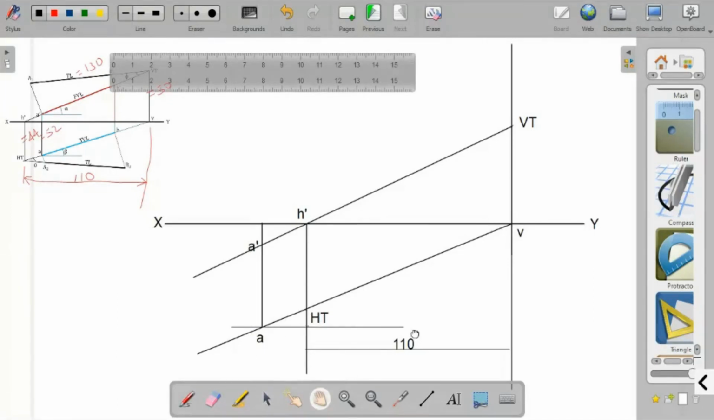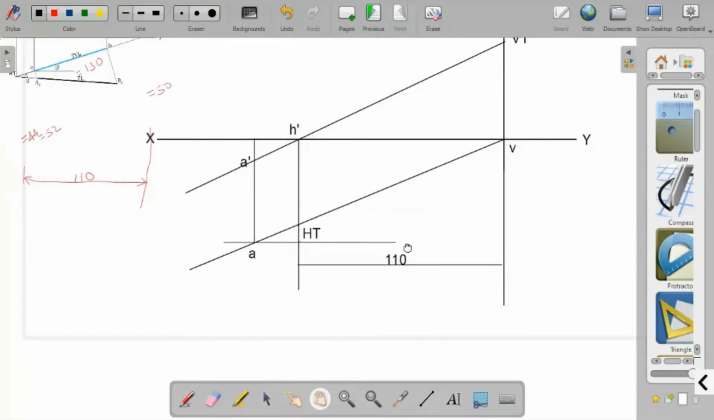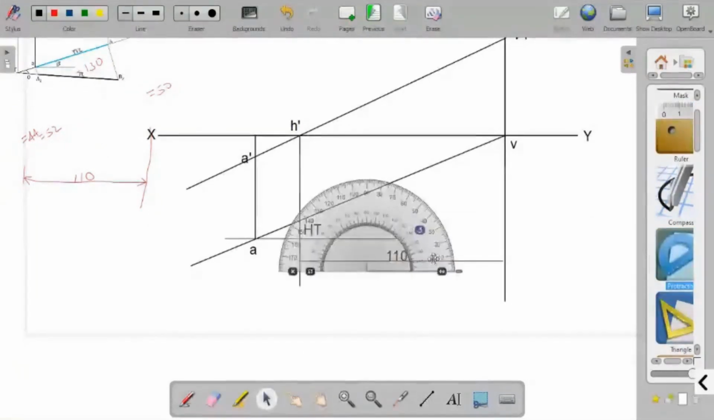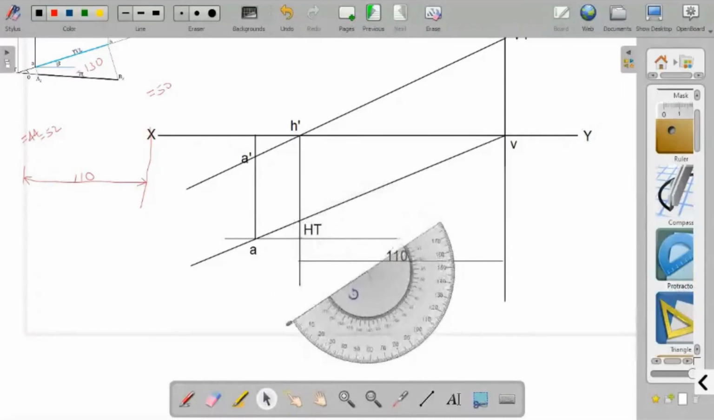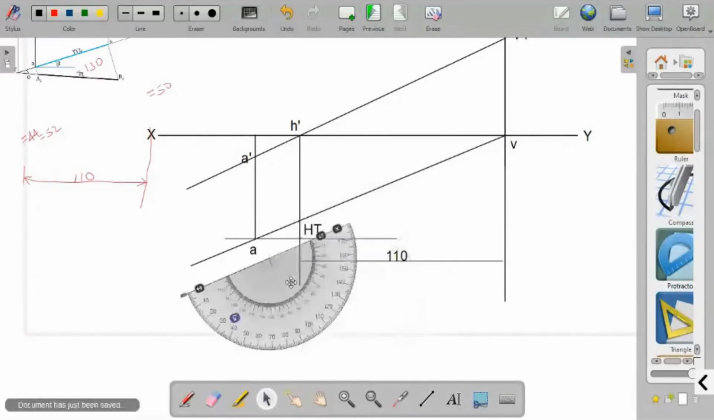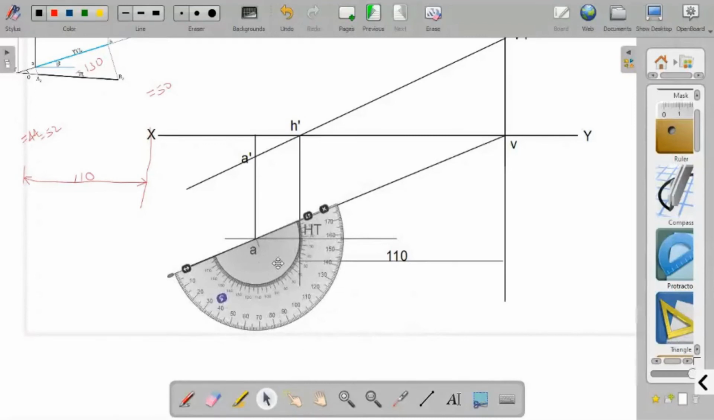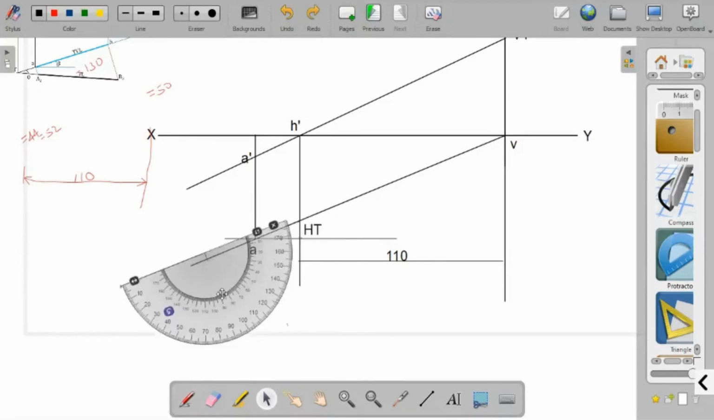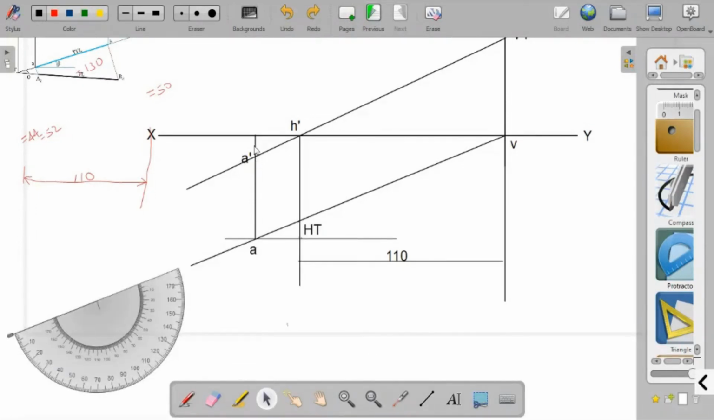In order to draw that particular line, I need a set square and protractor. Fix it at A and mark the 90-degree line here. And this distance, that also I need.